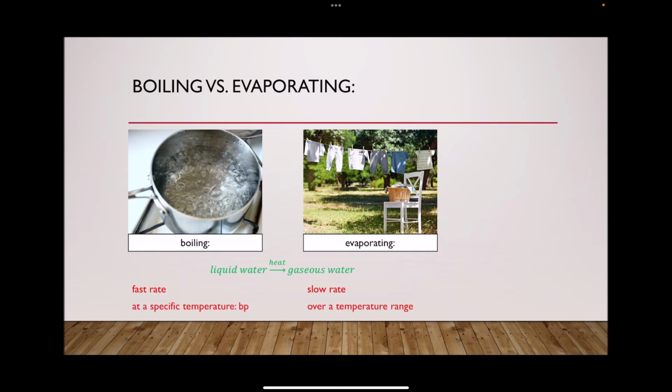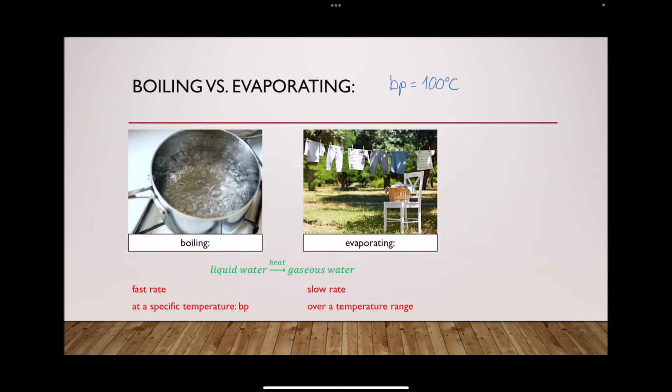And the second difference is that boiling happens at a specific temperature, and this is the so-called boiling point of a substance. So the temperature where a liquid changes into a gas, and similarly the melting point is the temperature where a solid turns into a liquid. And evaporating happens over a temperature range. So the boiling point of water is 100 degrees Celsius.